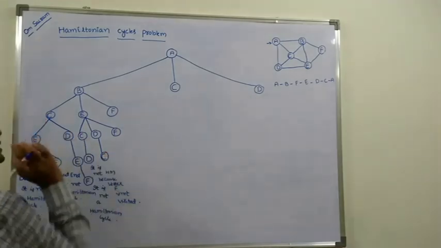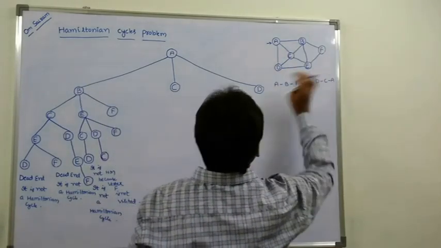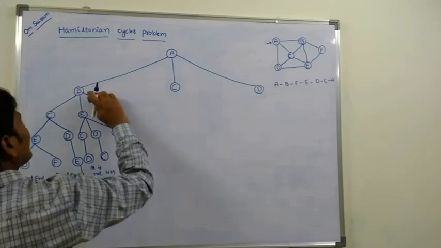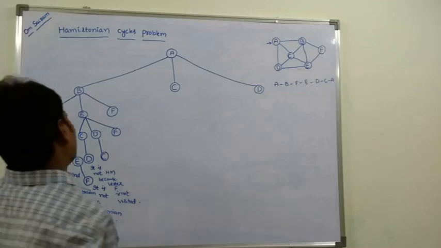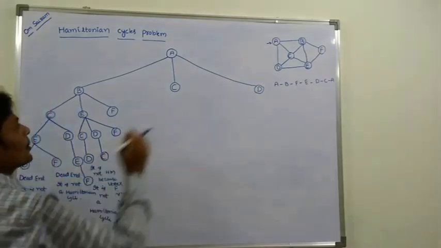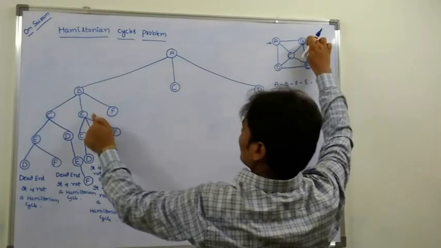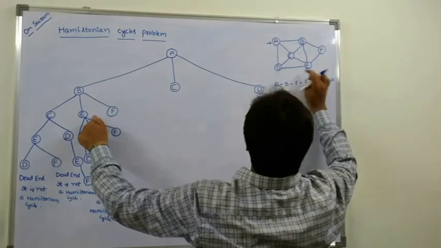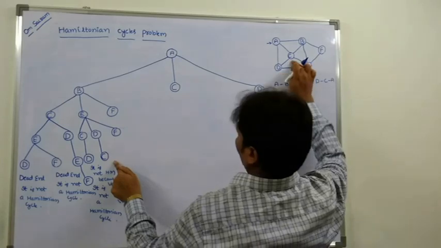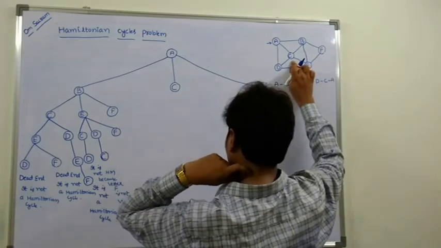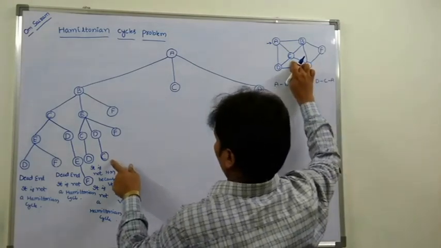Next, consider the vertex C. What are the adjacent nodes for vertex C? So that is A, B, E, D. So A is already completed, B is already completed, E is already completed, D is already completed. Now consider this path. So starting at vertex A, next go to vertex B, next go to vertex E, next go to vertex D, next go to vertex C. But F is not there.